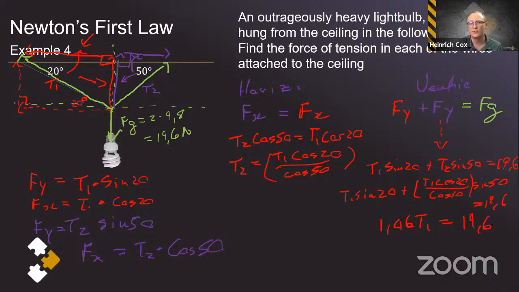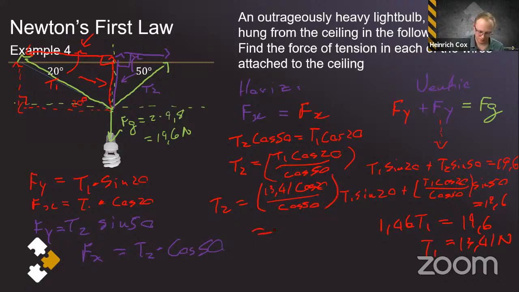And then we can just divide both sides by 1.46 in order to get T1. So 19.6 divided by answer gives me 13.41. So T1 is equal to 13.41 newtons. Perfect. And then T2 is quite easy to find. We just have to go sub in again for T1. So 13.41 cos 20 over cos 50.